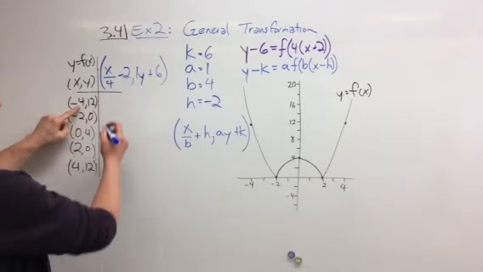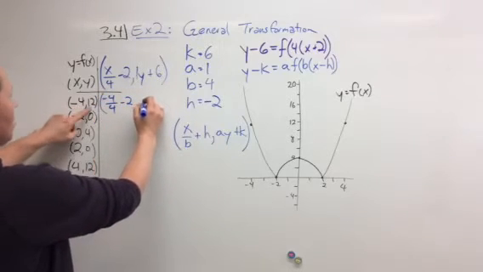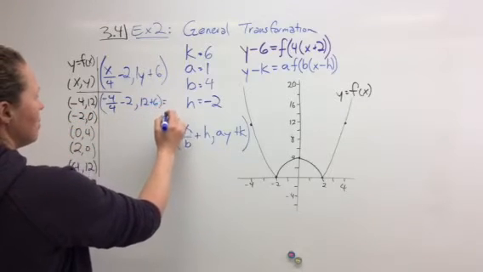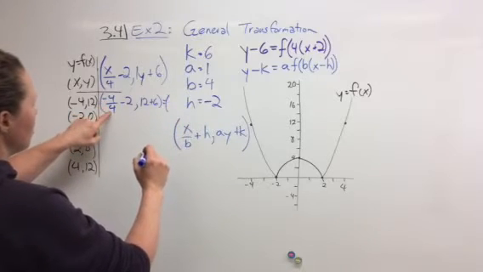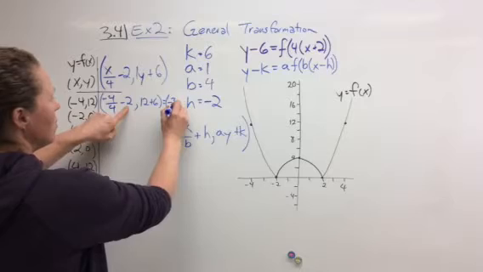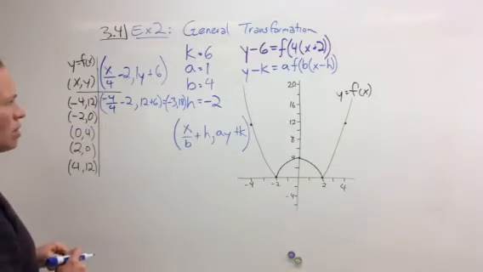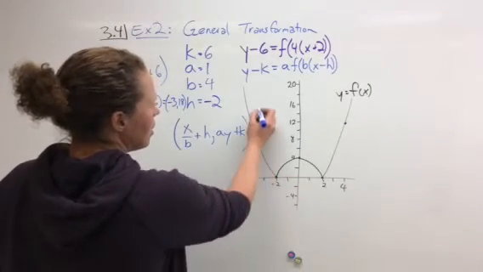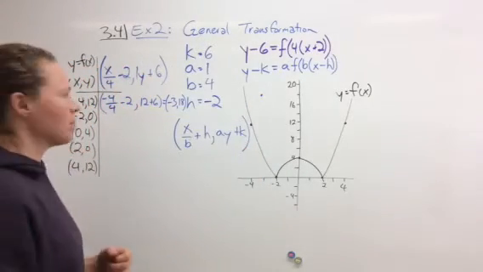Negative 4 divided by 4 minus 2, and 12 plus 6. So that's going to get me crowded, but negative 4 divided by 4 is negative 1, minus 2 is negative 3, 12 plus 6 is 18. So I've got a new point at negative 3 and 18. Negative 3 and 18. Then we just keep going.